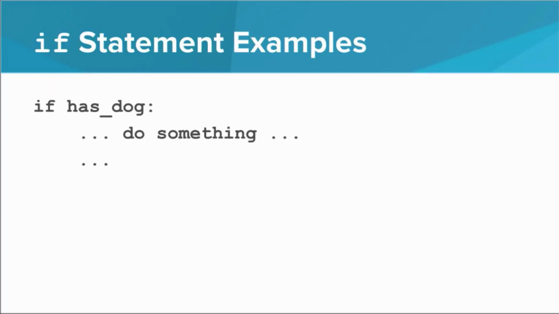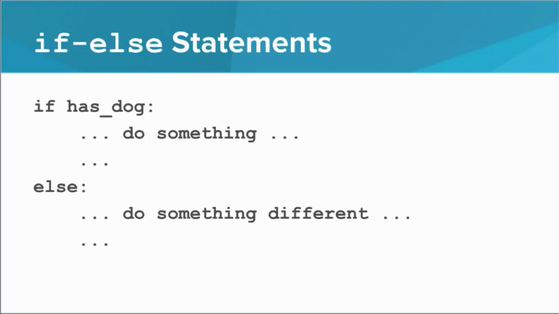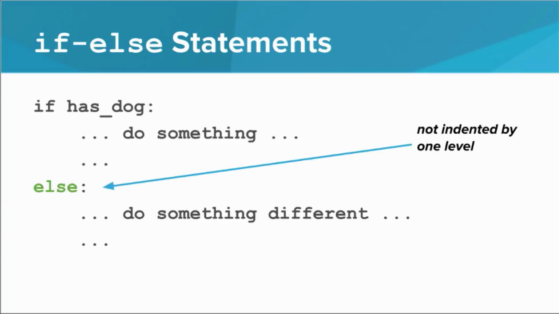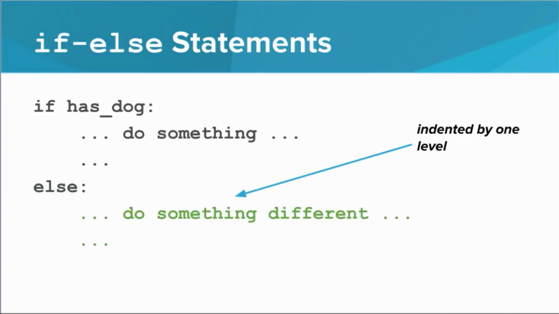What if we want to do something different if hasDog is false? We can use a more complex type of if statement that looks like this. We stick the word else and a colon after our original if statement, and then we include lines of code that specify what should happen if hasDog is false. The word else is not indented by one level. It should line up vertically with the word if. Then everything that should be executed if the condition was false is indented by one level. It should line up vertically with the code under the word if, but before the word else.